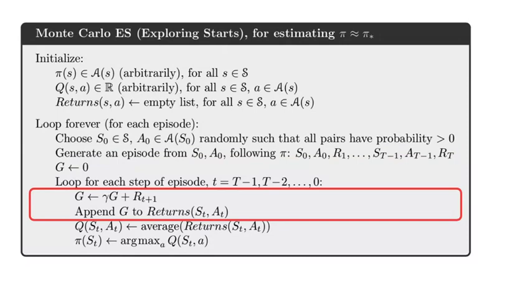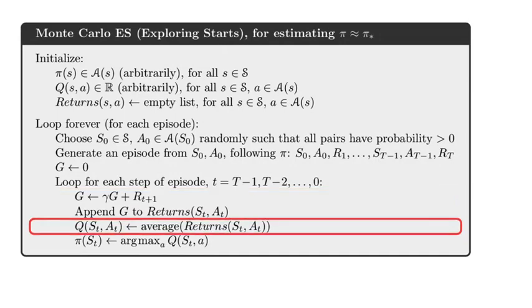Once the episode is complete, it computes each return starting from the end of the episode. Then it adds the return to the appropriate list. The lists of returns are then averaged to update the action value estimates for each state-action pair. This completes the policy evaluation step.